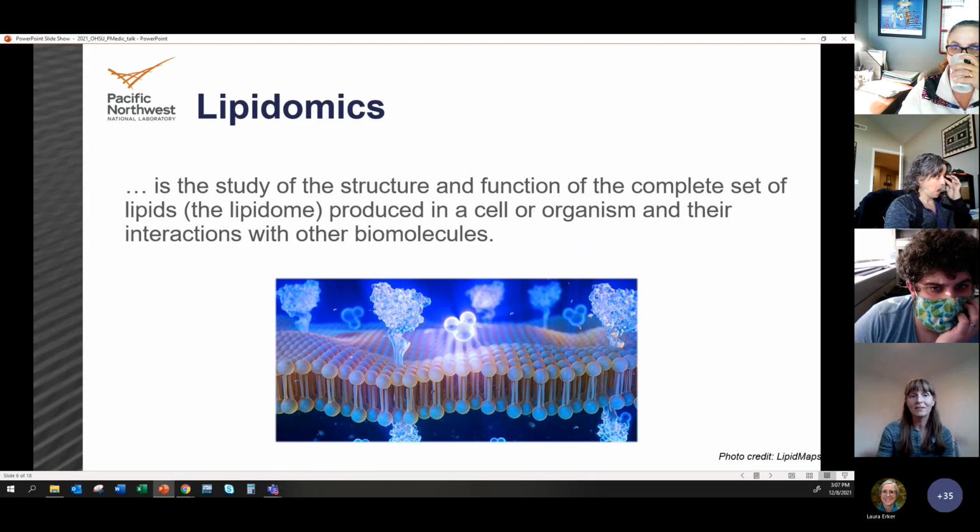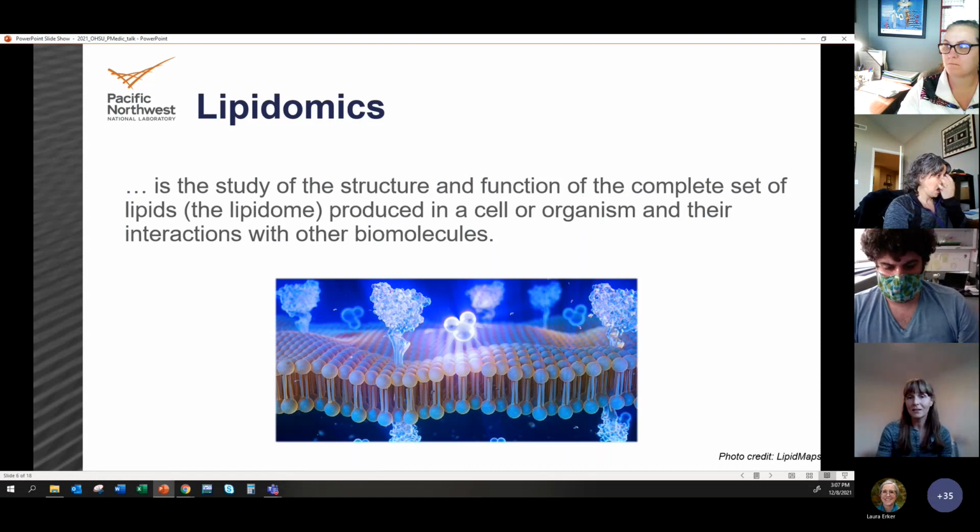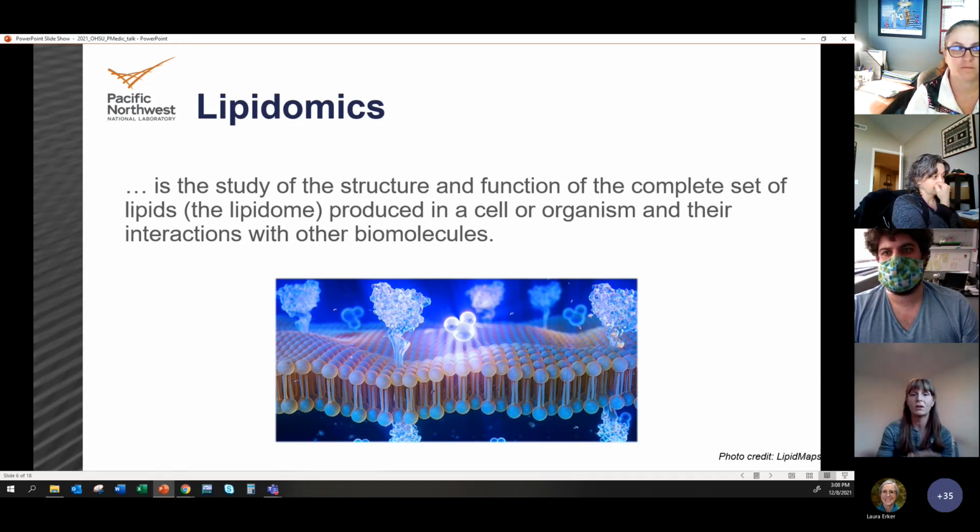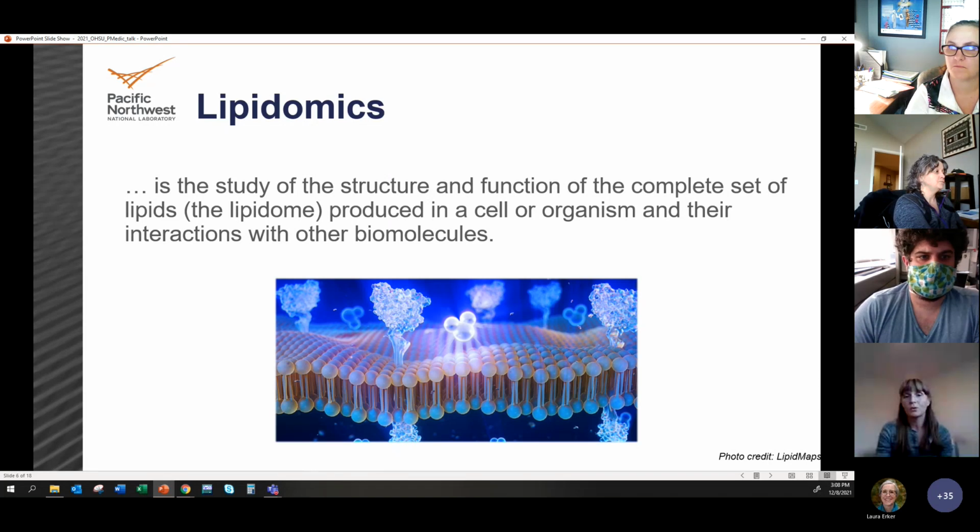So what is lipidomics? Lipidomics is the study of the structure and function of a complete set of lipids. The number of lipids that we identify within a sample or system, we call that the lipidome, produced in a cell or organism, and their interactions with other biomolecules, again, proteins, metabolites, and things like that.